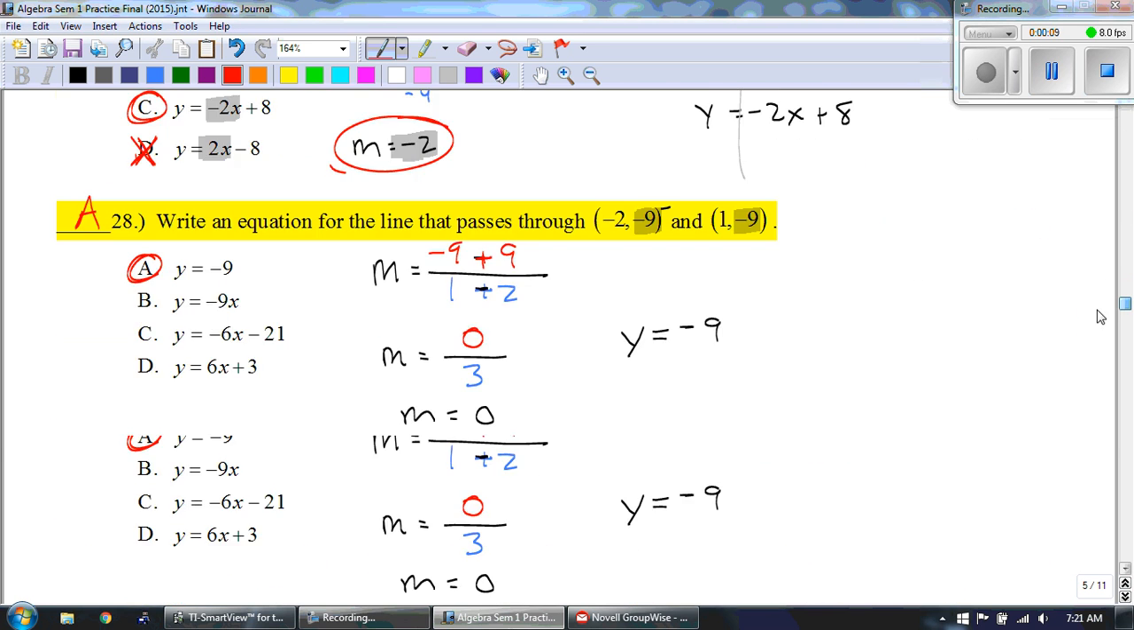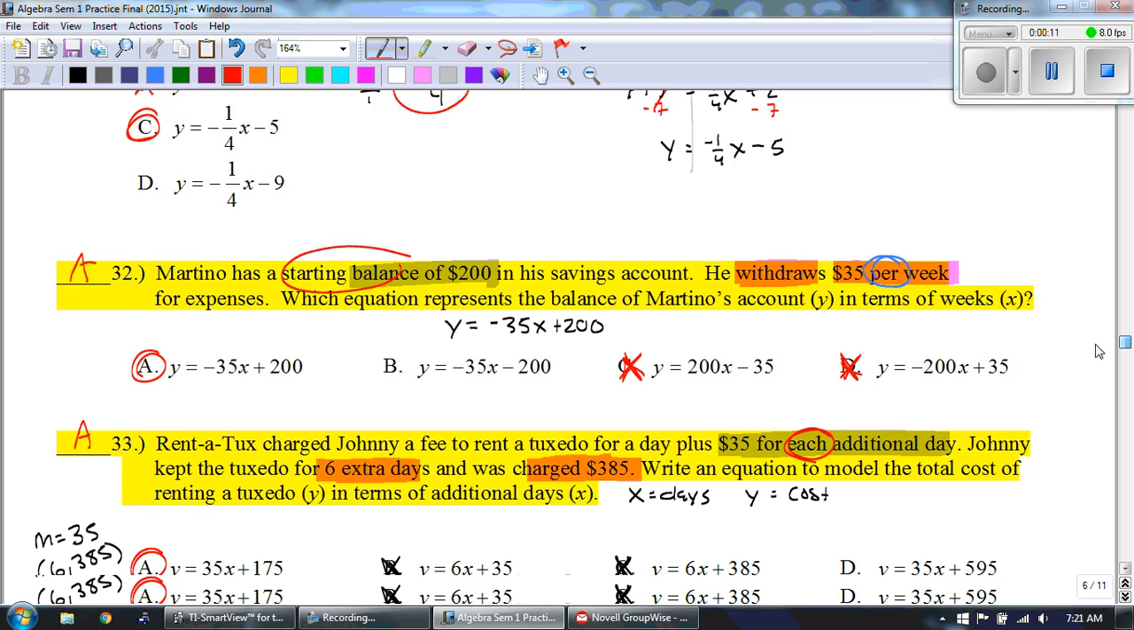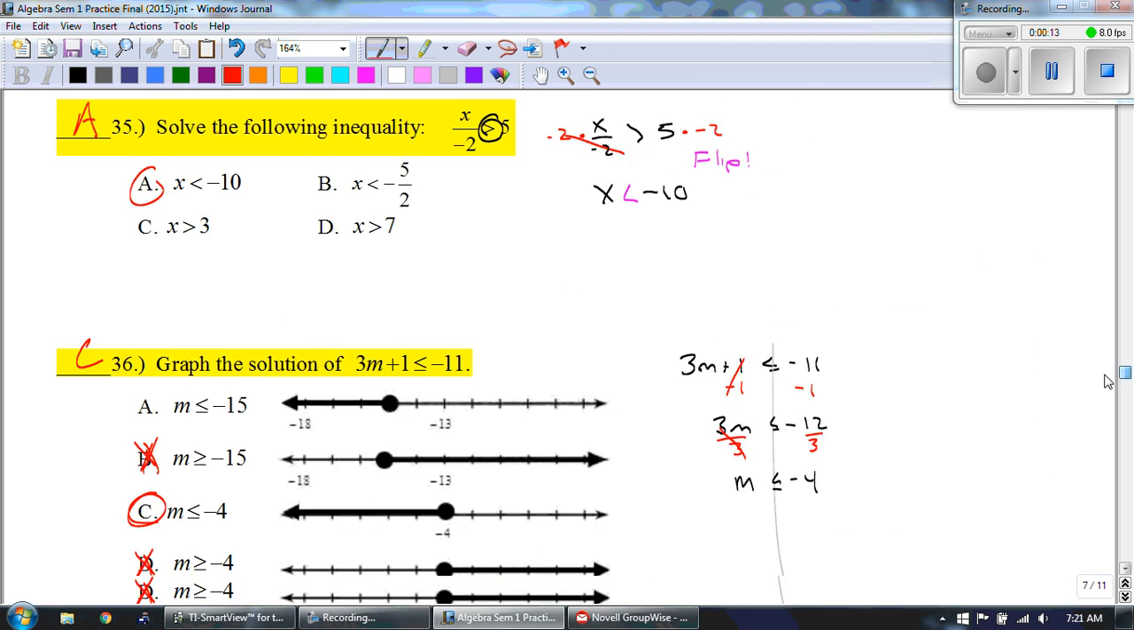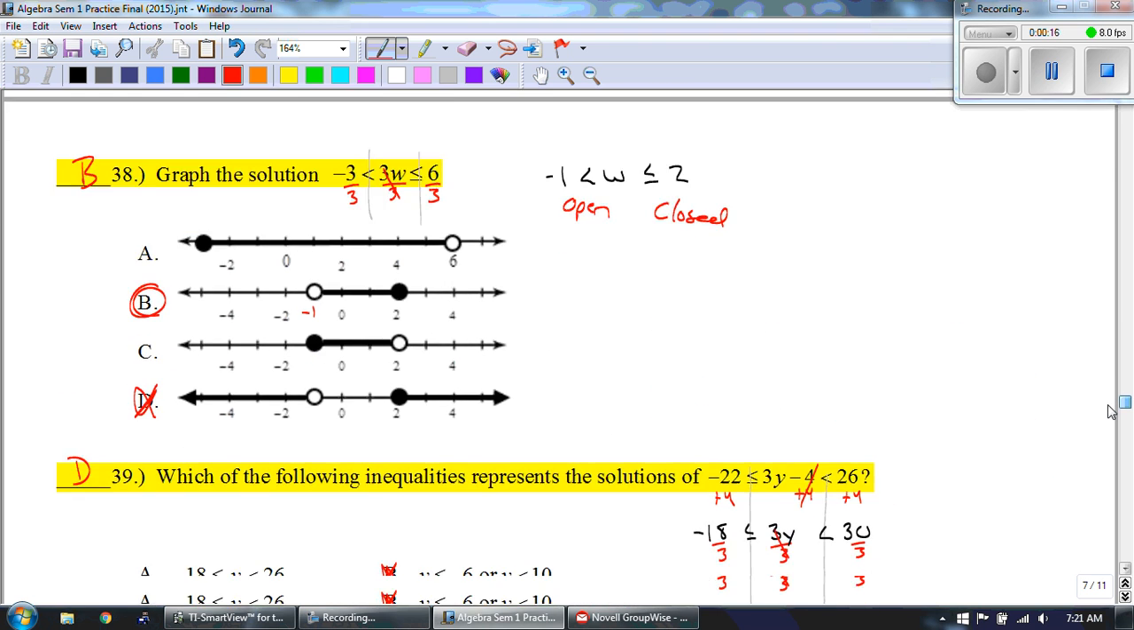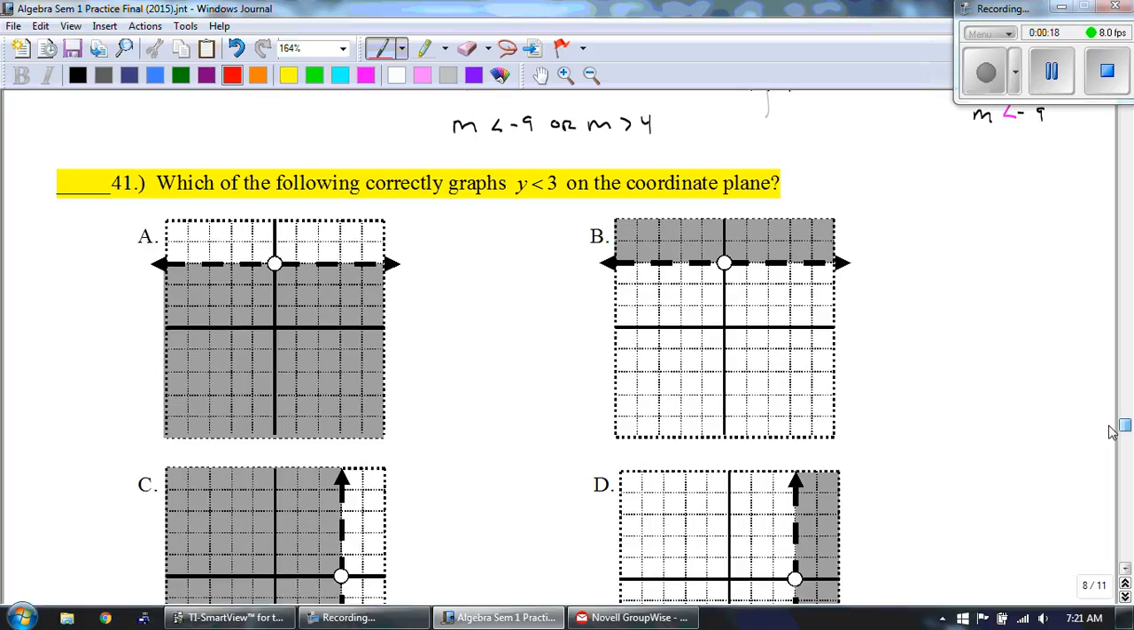Alright, I've already done 1 through 40, and I'm tired, but we're not done yet. So we've got 10 more to go. Alright, starting with number 41.